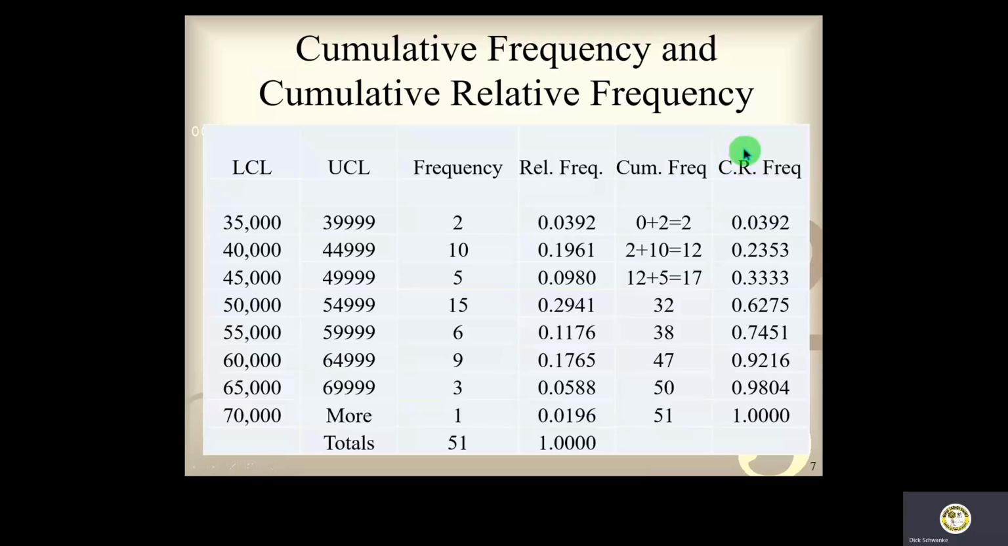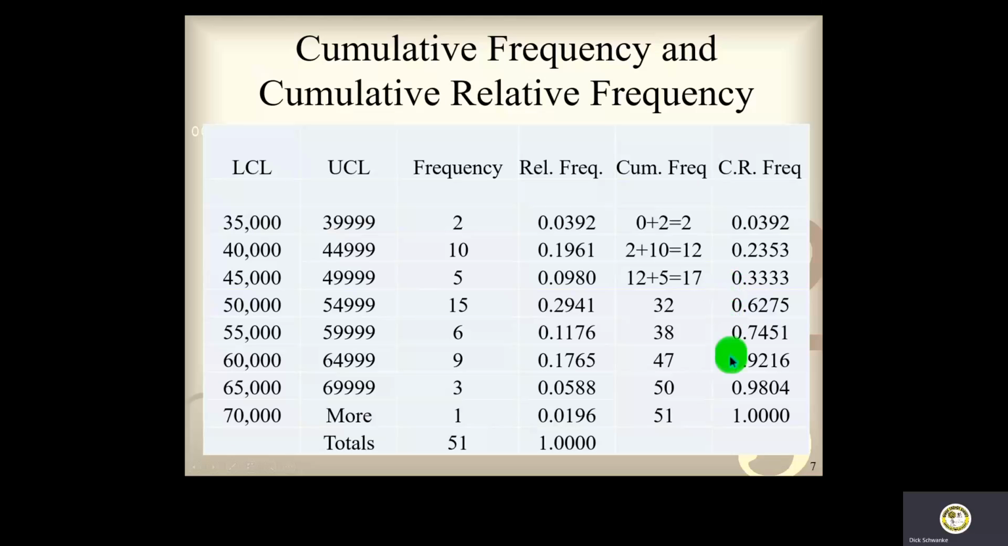Well, we're going to use the same technique. We're going to take this number and add everything up before it. So 0 plus 0.0392 is the 0.0392. Add 0.1961 to that number, get 0.2353. Add 0.0980 to that, and you get 0.3333, 1/3 of the way through. Double check that, by the way. Yeah, 17 out of 51 are indeed 1/3.